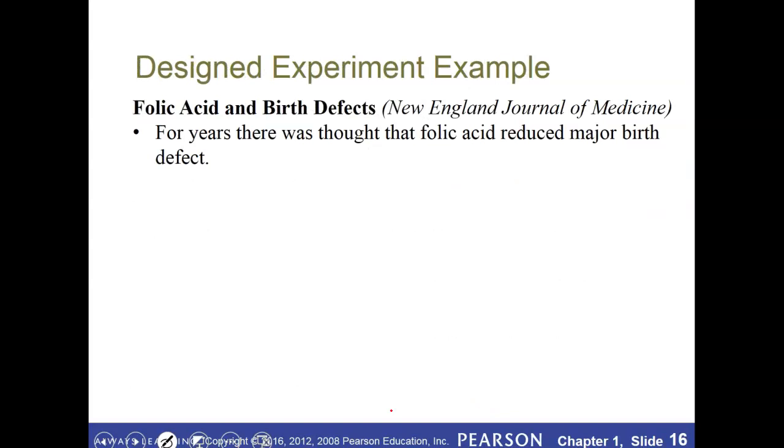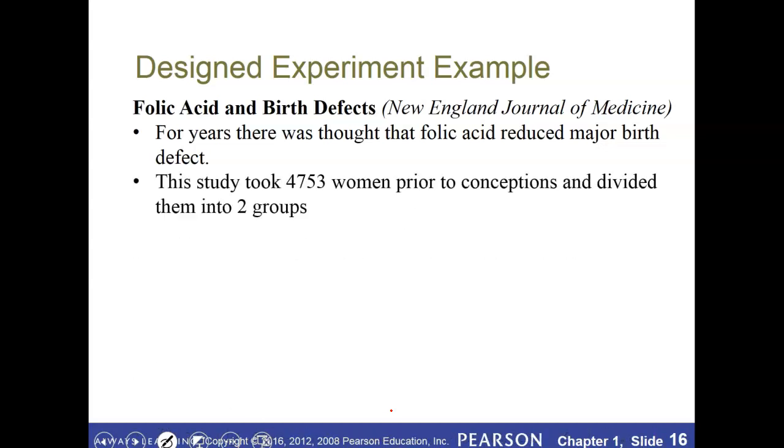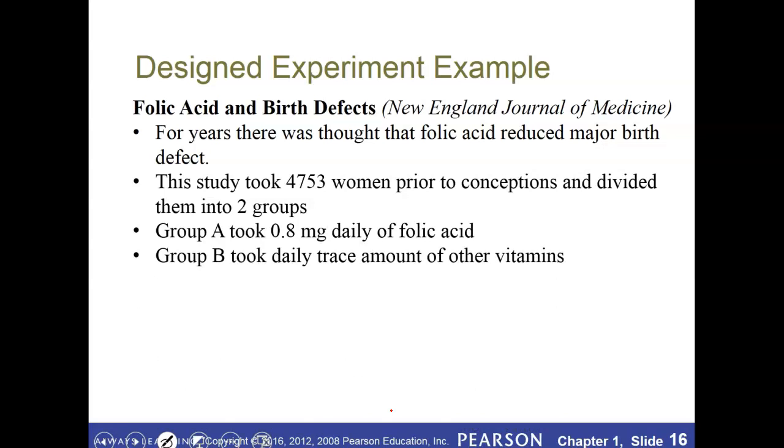A designed experiment would be something like this: folic acid and birth defects. For years, it was thought that folic acid reduced major birth defects. And so there was a study that took a look at 4,753 women prior to conception and divided them into two groups. Group A took a 0.8 milligram daily dosage of folic acid, and Group B took a daily trace amount of some other vitamin. And so we would say this is the control group and this is the actual treatment group.